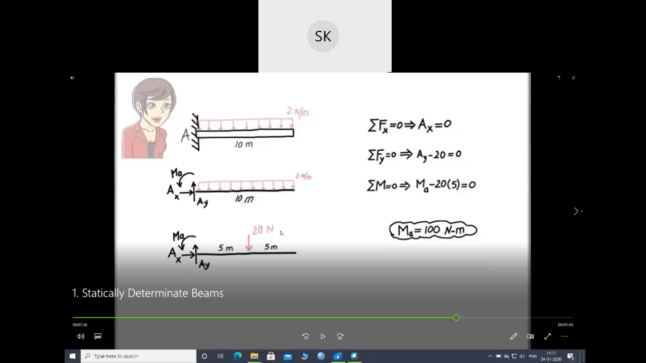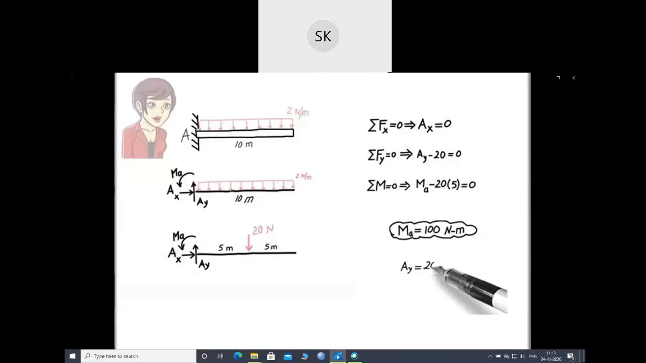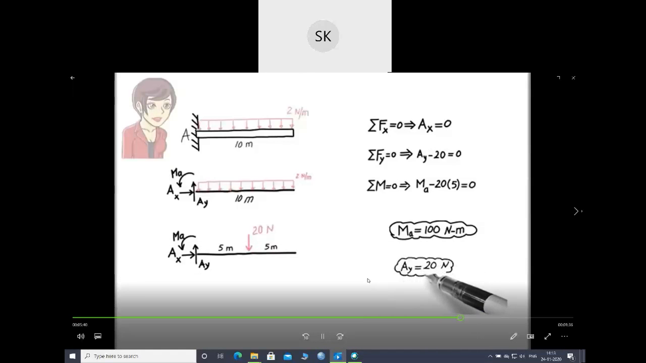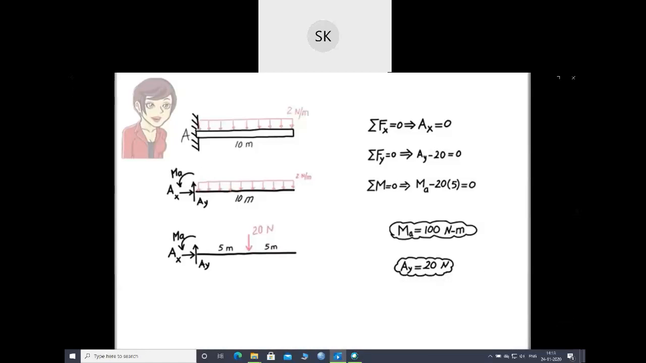Now let's see what else. AX equals 0, MA equals 100 Newton meter. Now I am left with AY, which will be 20 Newton. Simply AY minus 20 equals 0, so directly I'll get AY equals 20. So these are my values: AX equals 0, MA equals 100 Newton meter, and AY equals 20 Newton.